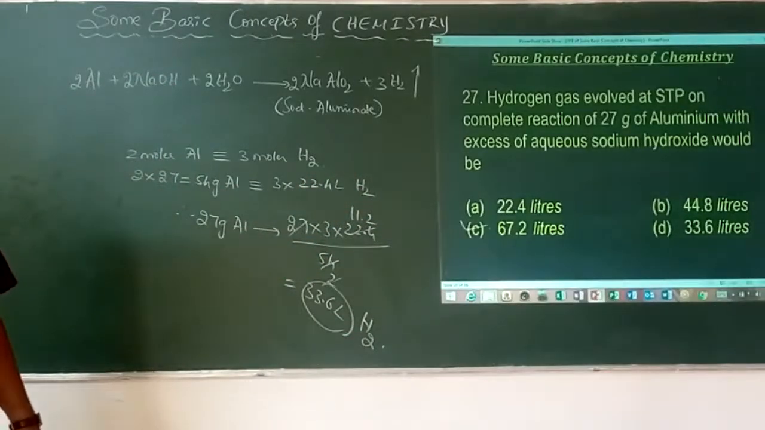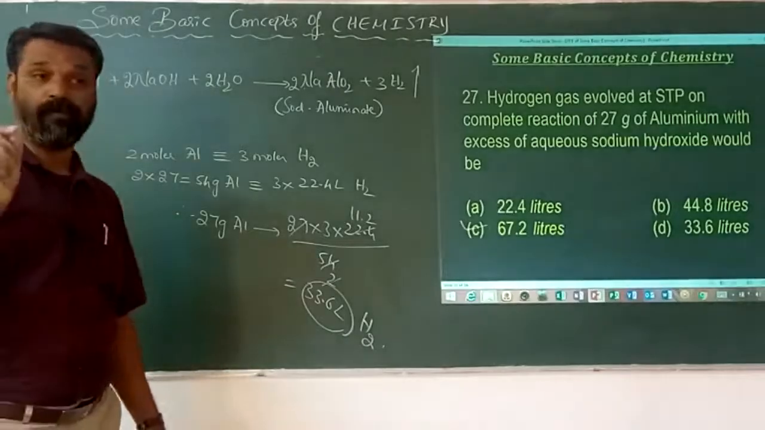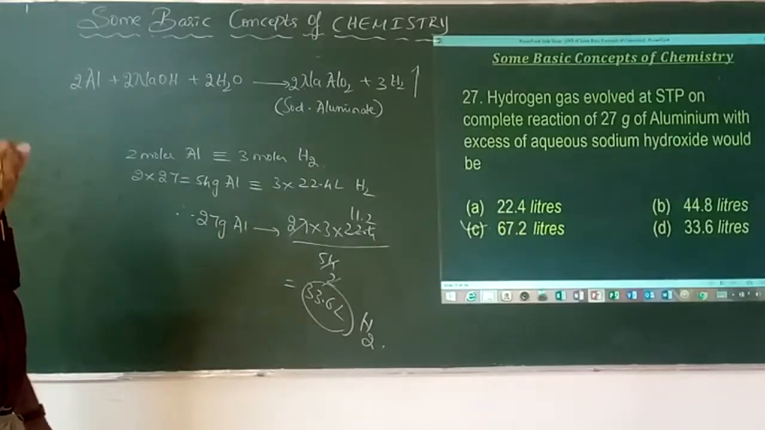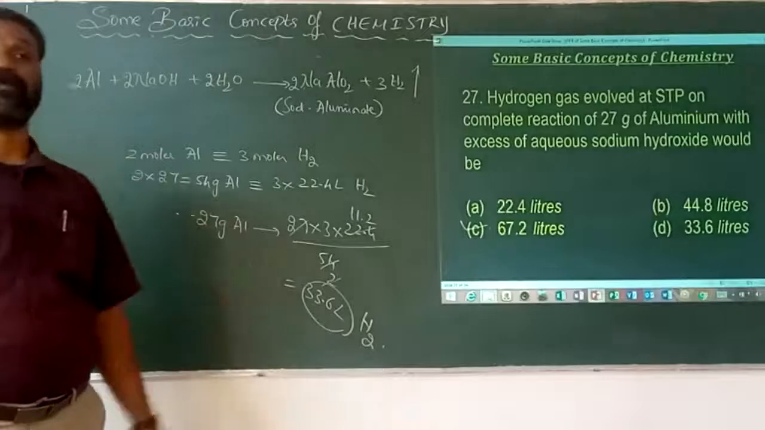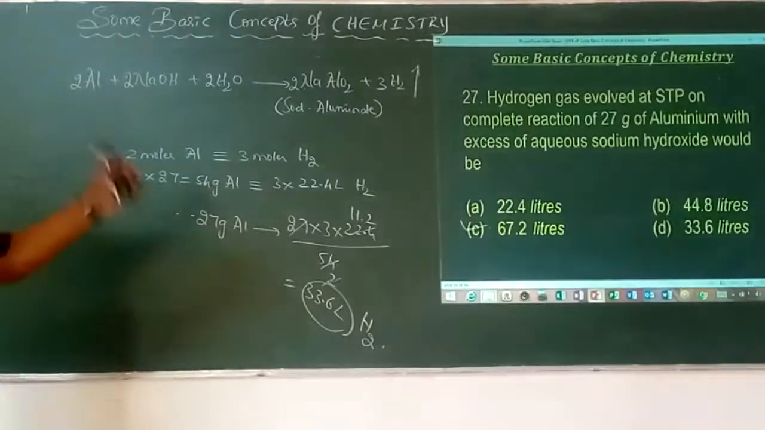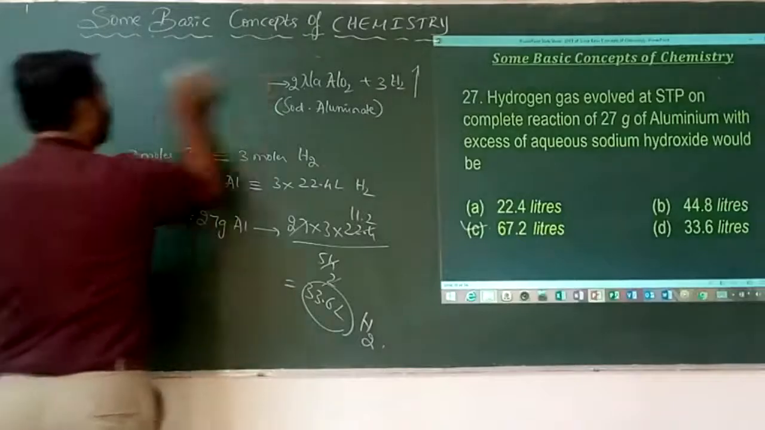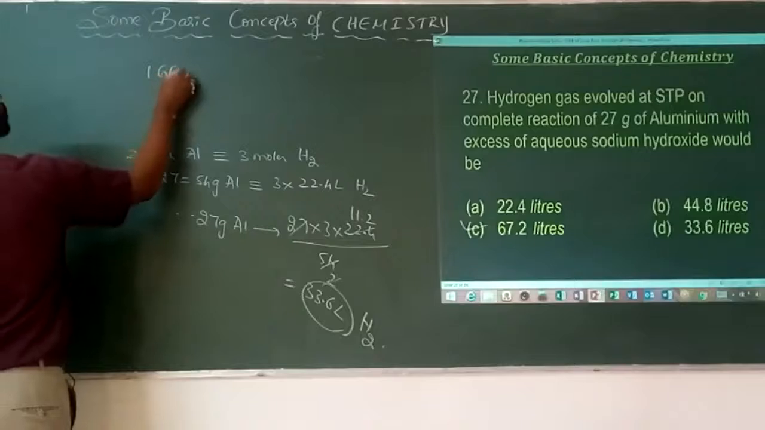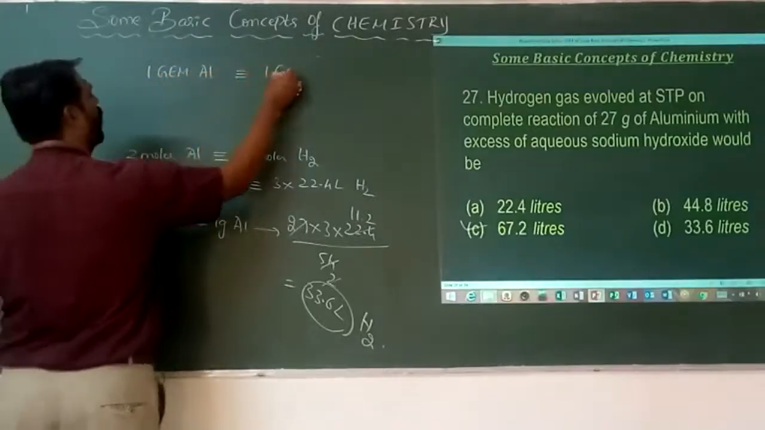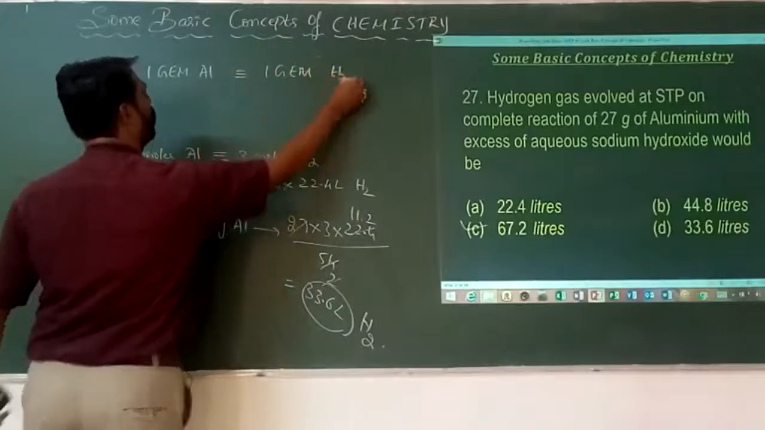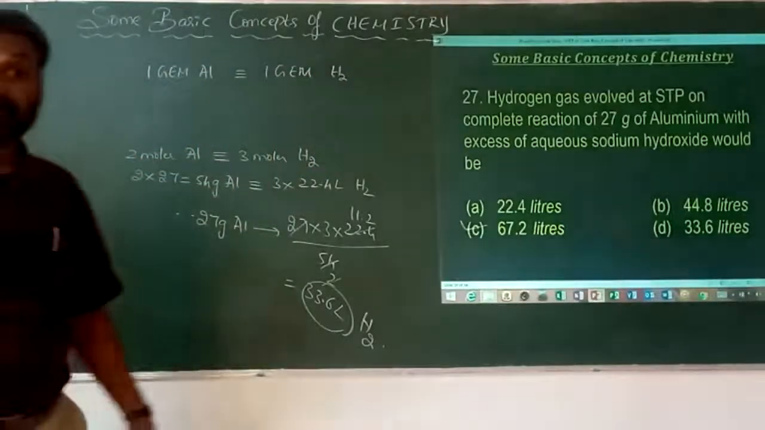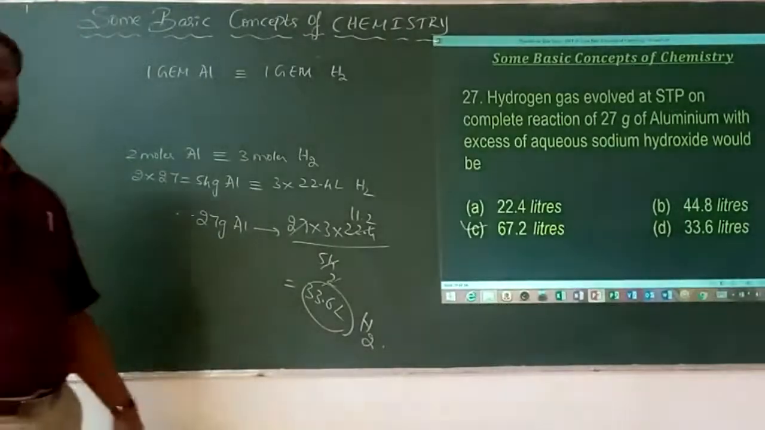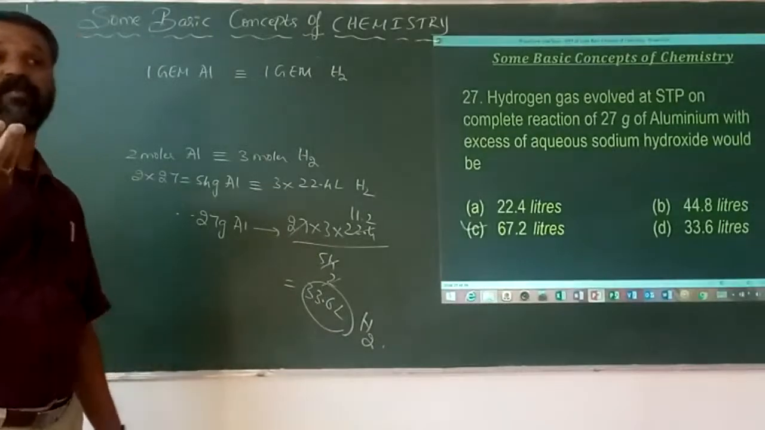So this is obtained if and only if you know how the aluminum reacts with sodium hydroxide. If that equation is known, then it is easy. Otherwise, it is not possible. But I will give another way to get the answer to this. Here, 1 gram equivalent mass of aluminum is equivalent to 1 gram equivalent mass of hydrogen. All chemical substances react in their gram equivalent masses. What is the equivalent mass of aluminum? Atomic mass divided by valency. Atomic mass is 27, divided by valency for aluminum, which is 3.